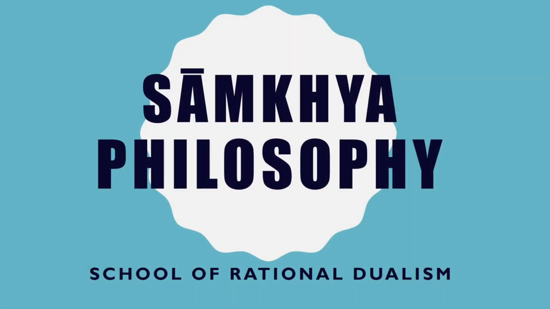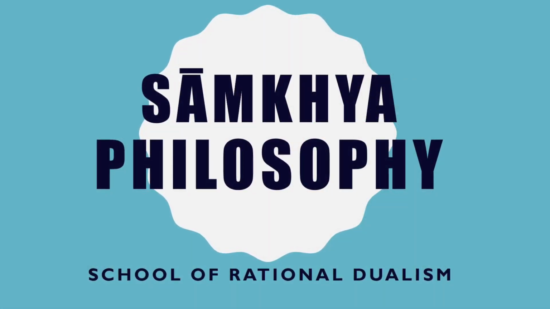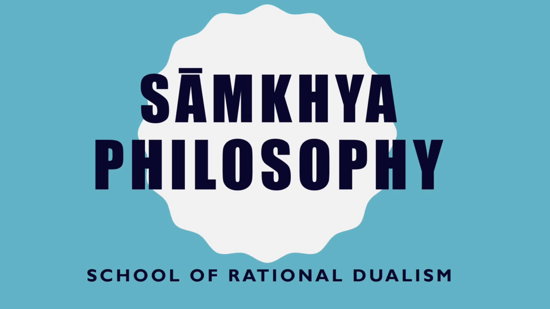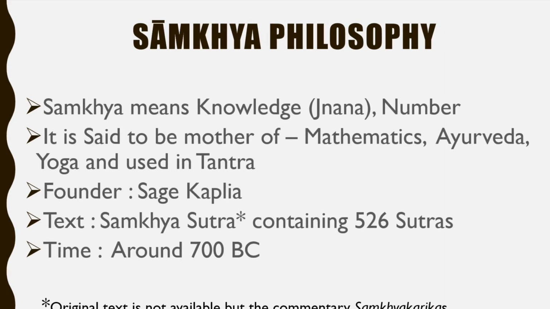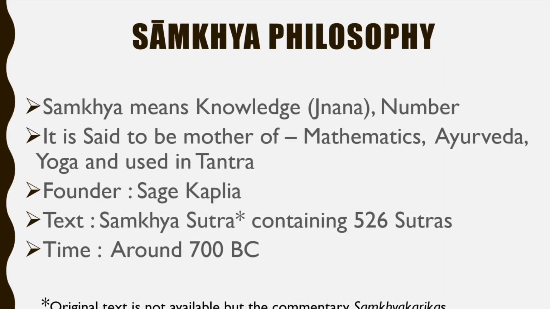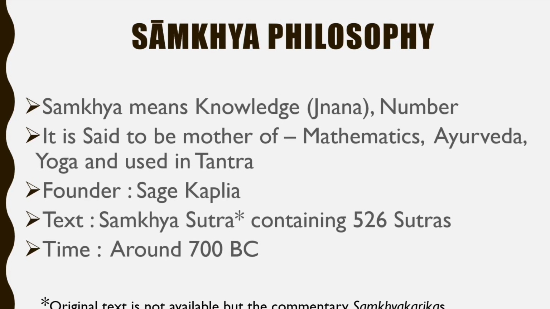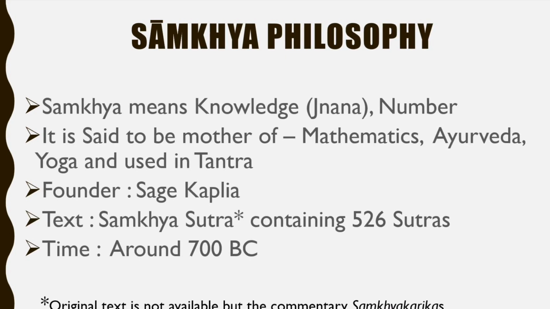So let's take the Sankhya philosophy first, the school of rational dualism. Sankhya means knowledge or jnana. Literally, Sankhya means number or that which sums up. Having said that, it's also called the mother of mathematics, Ayurveda, and yoga.